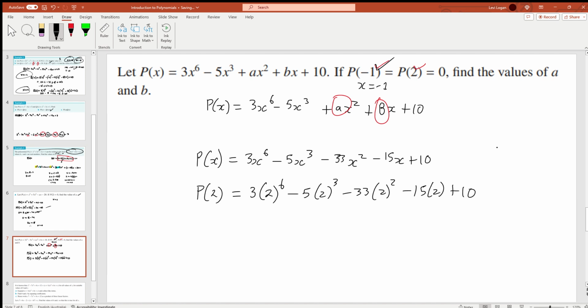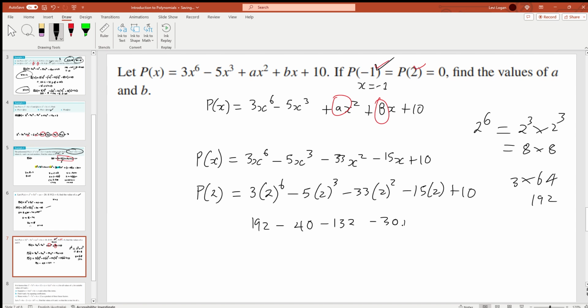Right, so let's see what we get. 2 to the power of 6 is 2 to the power of 3 times 2 to the power of 3, so in other words 8 times 8, so 64. 3 times 64 is 192, I believe. I'll double check that. Yeah, 192. So this first bit's going to be 192 minus 40, because that'll be 8 times 5, and that's a negative, so negative 40. This is going to be 4 times 33, which is minus 132. This is going to be minus 30 plus 10.